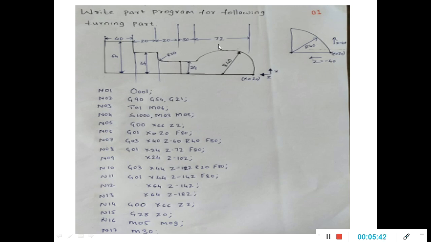G21, all the dimensions are in terms of mm: 72 mm, 40 mm, 64 mm, radius 40 mm. So whatever values you are inputting for the program, these are all in millimeters, which is denoted by G21. Then for the turning operation, we are going to use a single point cutting tool.